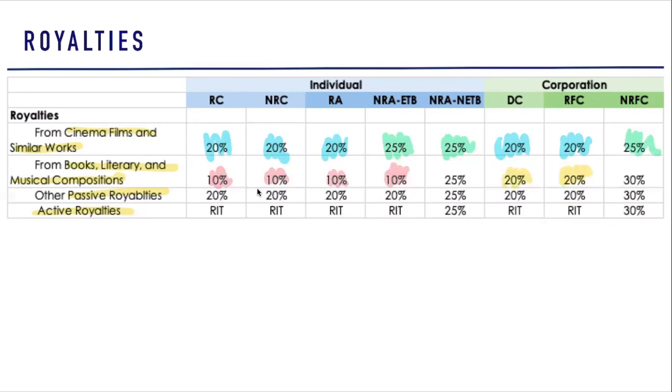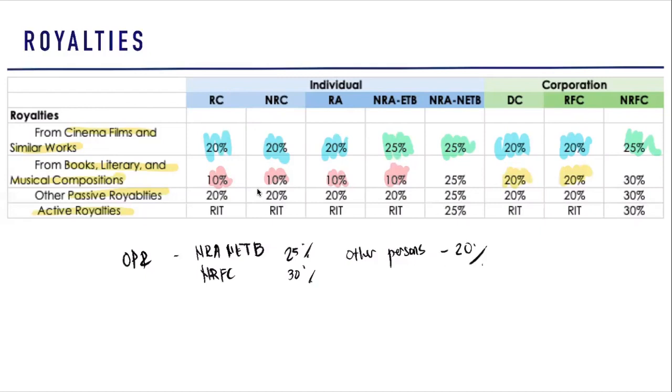How about other passive royalties? For your other passive royalties, we have your NRA and ETB, and then NRFC go back to their final withholding tax under your gross income taxation, 25% and 30%. Other individuals or other persons na lang para hindi tayo malito. Other persons, whether natural or juridical, what is the rate? 20%.